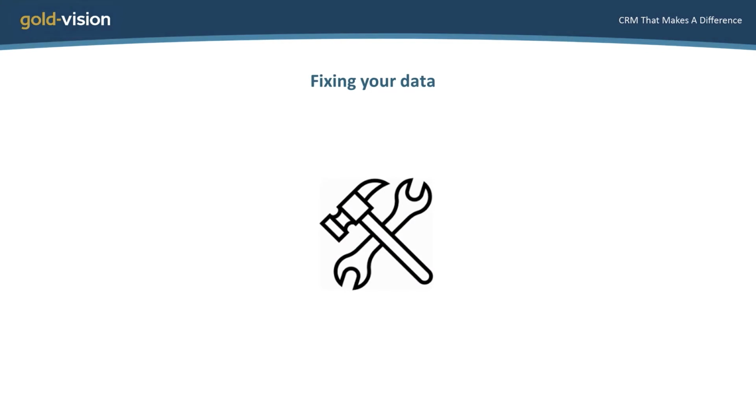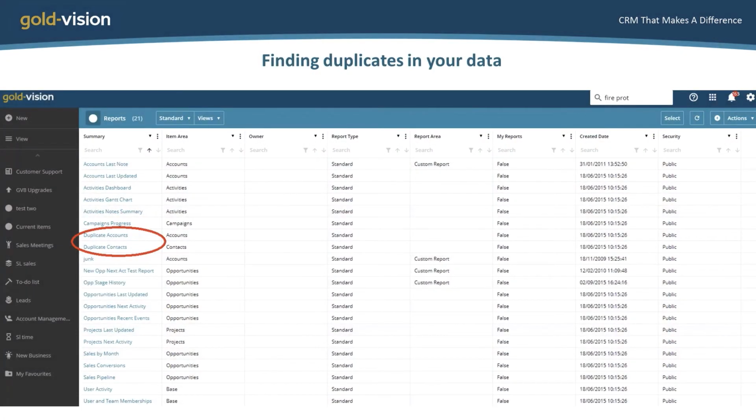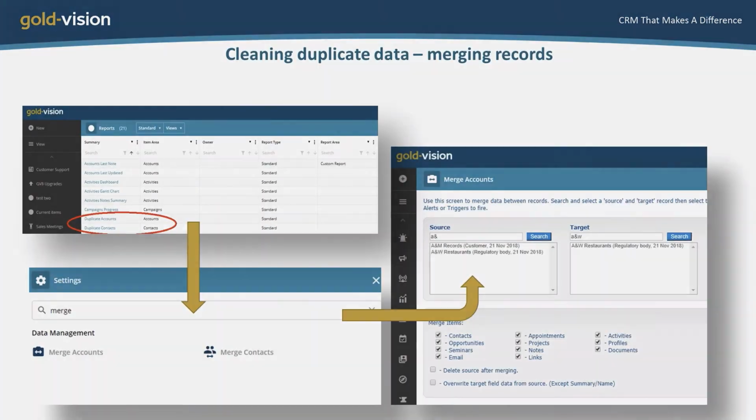Sometimes, despite all of this, duplicates happen anyway. This is what you can do about it. There are reports you can run to help you spot duplicates. And if you do spot one, you can use the built-in tools to bring together two records into one good one.